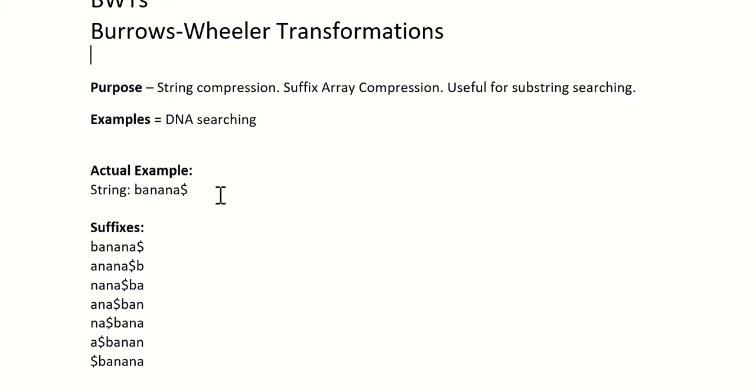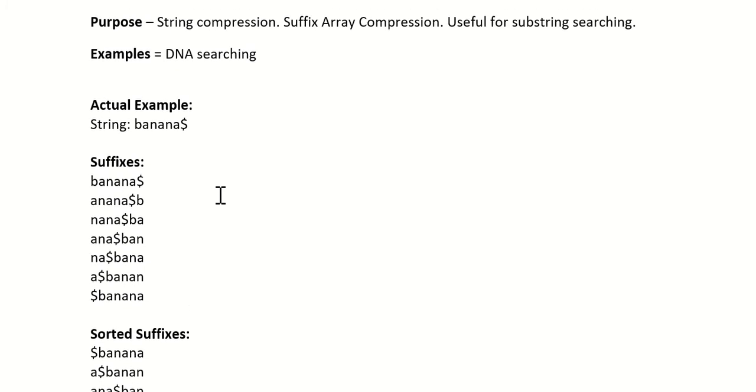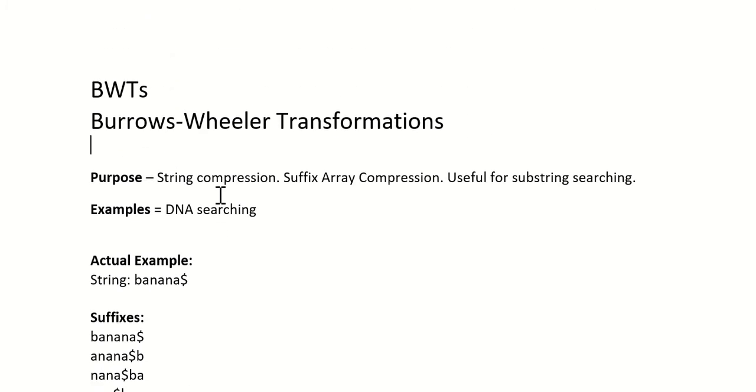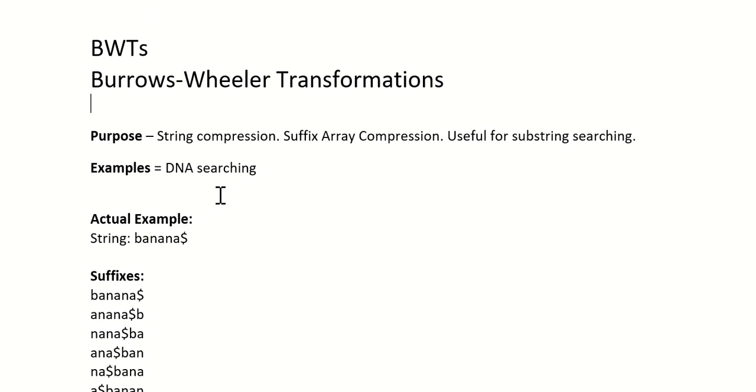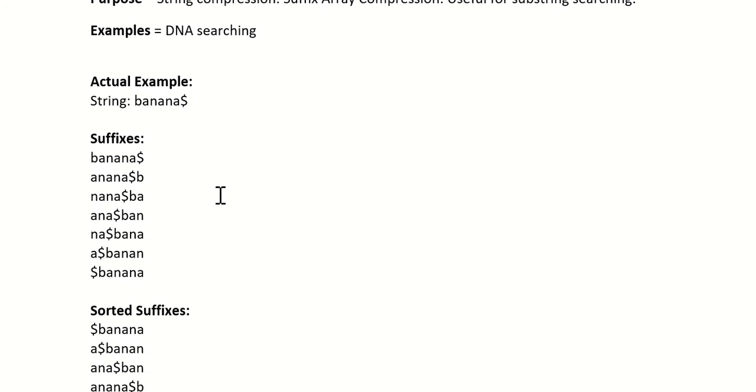So I'm going to go through an actual example where we, first of all, find the BWT for a specific string, and then use that BWT to find that original string again. So let's say we have the string banana. This $ sign is usually appended at the end of a string, and that's how you know where the start and end of the string is.